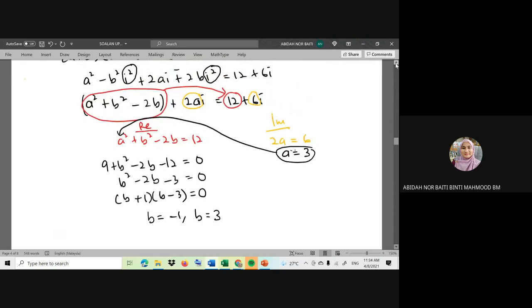Kita nak tulis final answer kita. So kita ada dua lah complex number kita. Z equal 3 minus I. Another one, Z equal 3 plus 3I. Okay, memang ada dua lah sebab B kita ada dua values.